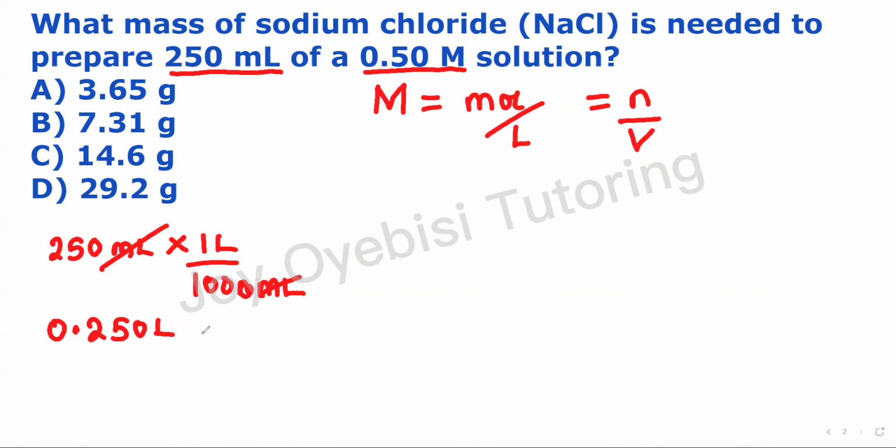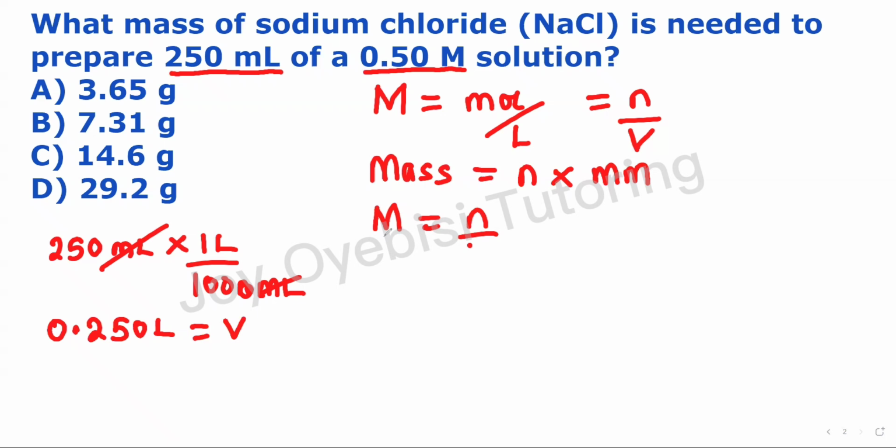So now we have the V. Okay? We have M and we have V. What we don't have is n. And in order to solve for mass, we need n. Mass is equal to n times molar mass. So we're going to solve for n. Since molarity is equal to n over V, to solve for n, you simply cross multiply. So n is equal to molarity times volume.